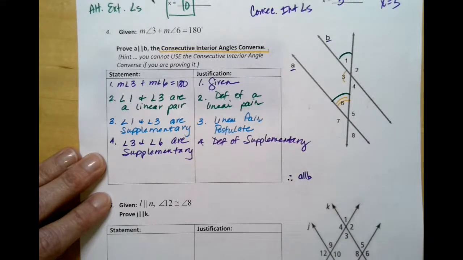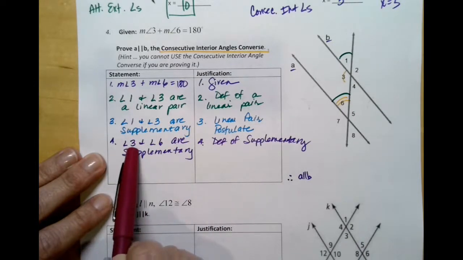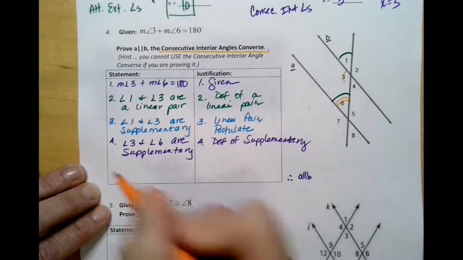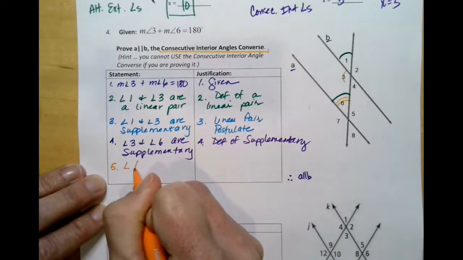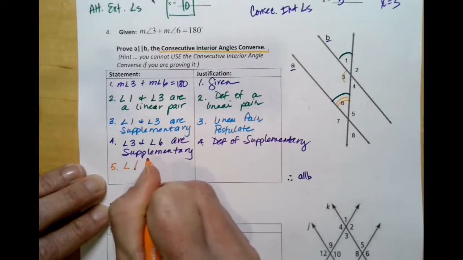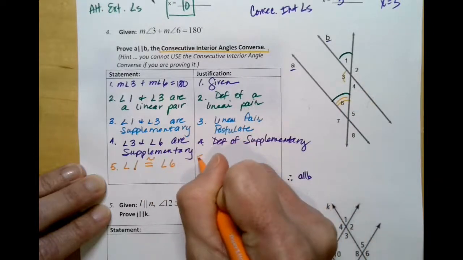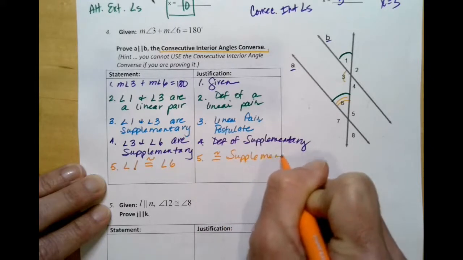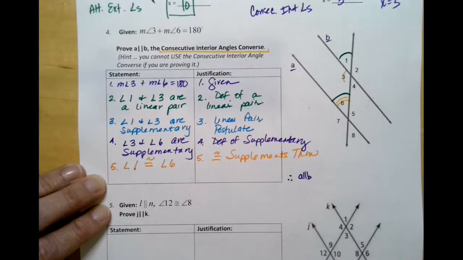All right, here comes the big finish. Are you ready? If I've got 1 and 3 supplementary and I've got 3 and 6 supplementary, what do we know is true? Angle 1 is going to be congruent to which one? Come on, come on, come on. Angle 6, and that is our congruent supplements theorem. The congruent supplements theorem guarantees that that's true. All right, rock on. Guess what's next?